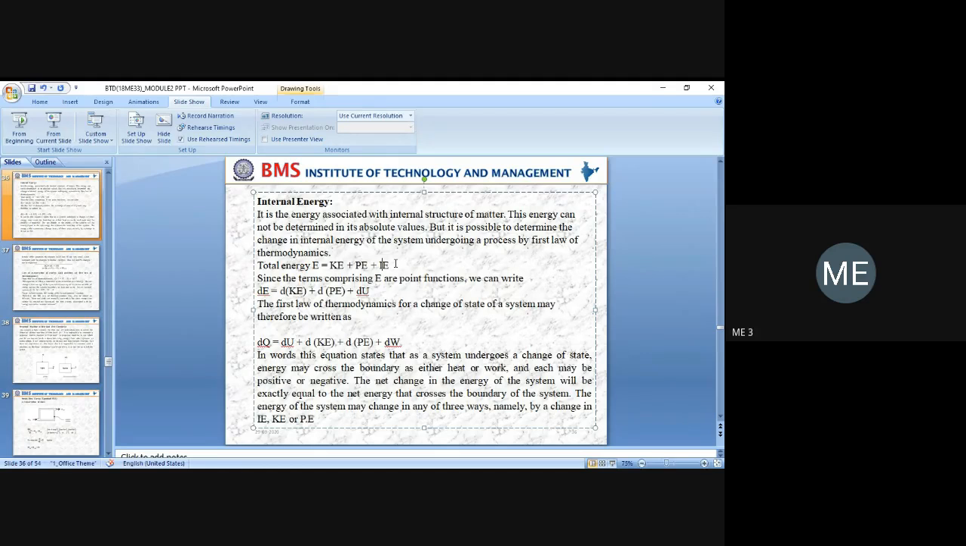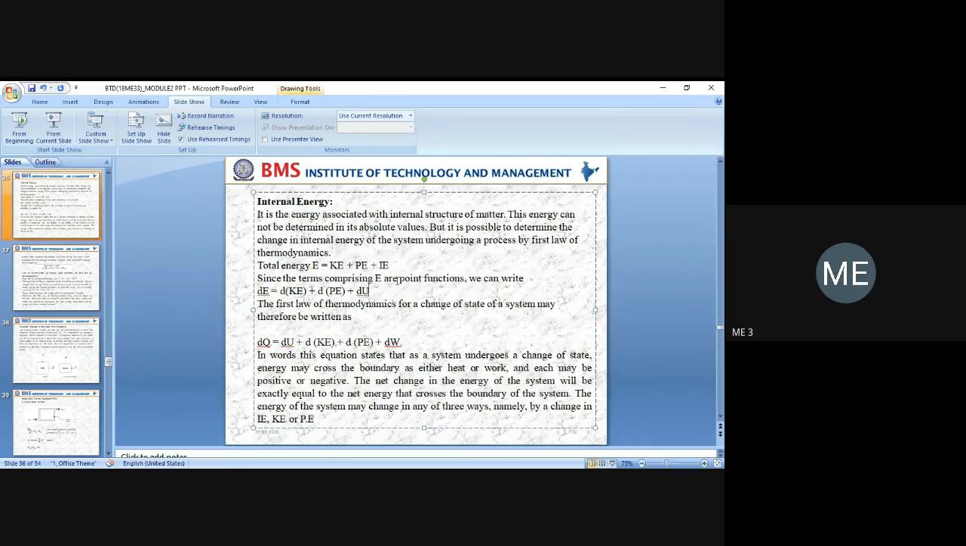As I said, we have microscopic level energy and macroscopic level energy. The macroscopic properties are pressure and temperature, and the microscopic properties are the molecular energy, kinetic energy of molecules, and potential energy of the molecules. Now, the total energy of the system is kinetic energy plus potential energy plus internal energy. As I said, internal energy is neither work energy nor heat energy; it is just the energy associated with the system. Whenever you write this in differential form, we can write dE equals dKE plus dPE plus dU. This internal energy is represented by U, as I said, either capital E or U.